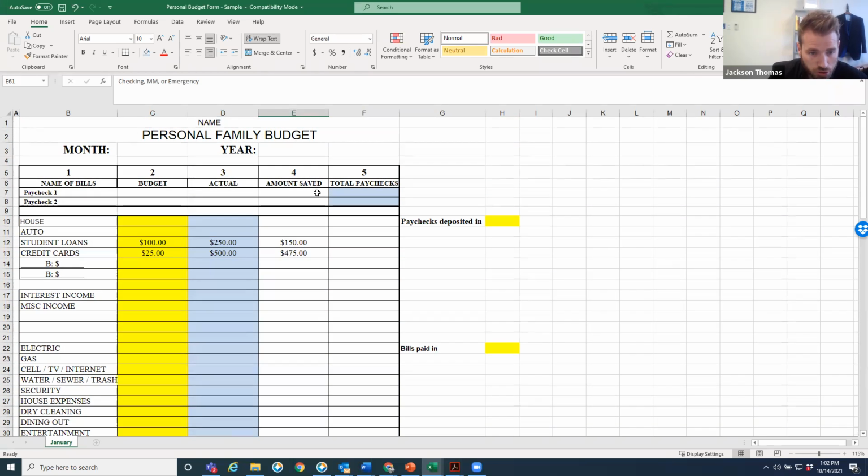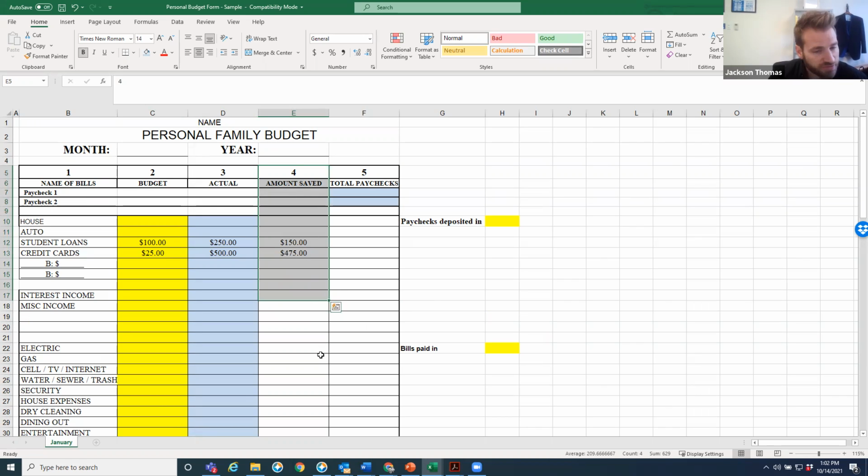So the things in blue, you're going to be filling in every month. The amount saved, this is also where additional money for debt goes. For example, if your minimum on your student loan is 100, but you paid 250, well, you get credit because you threw an extra 150 to pay off that debt. So that counts as savings, right? Same here, credit card: your minimum payment's 25, but you threw 500 at it. So you have 475 extra that counts towards savings.